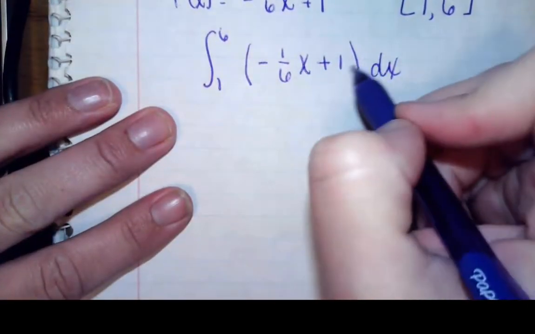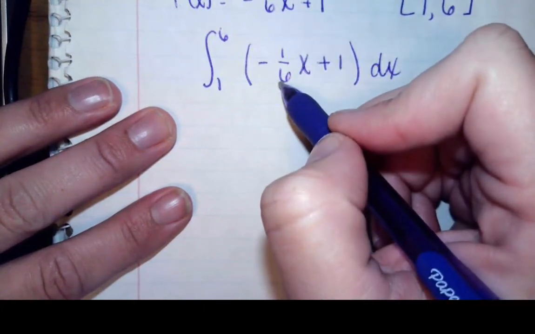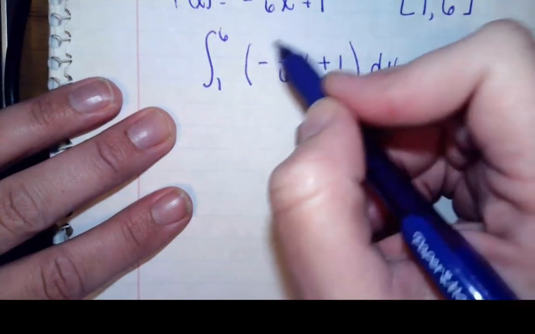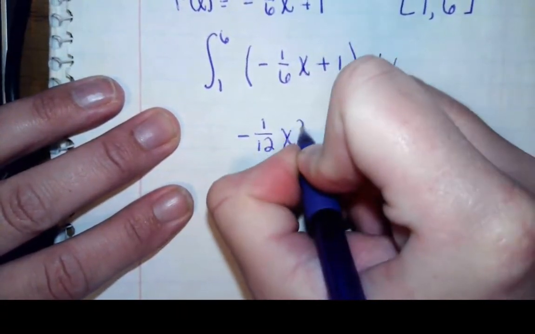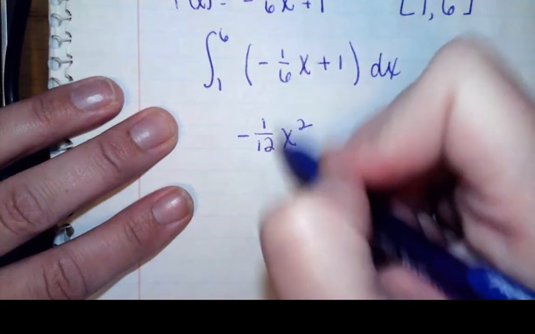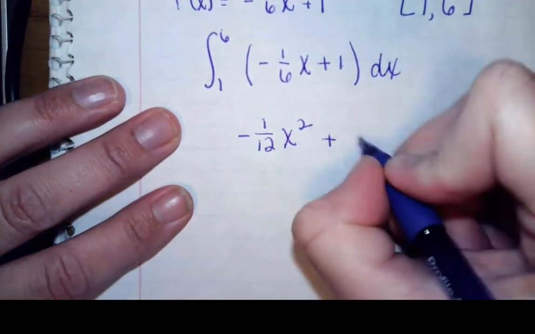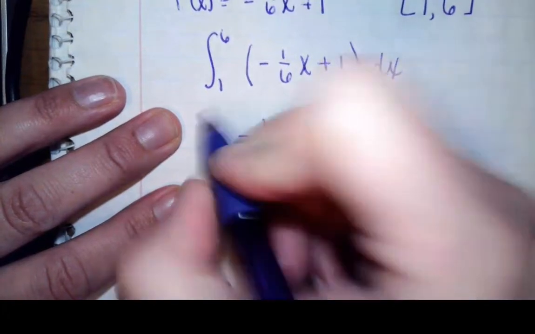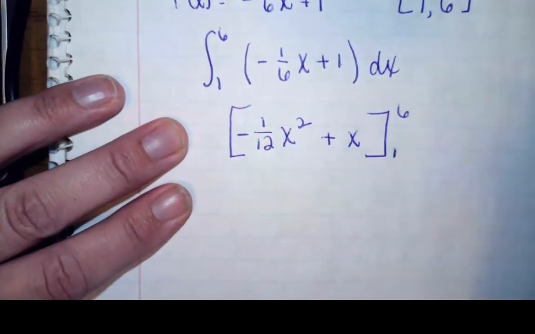And then how do I integrate? I can go term by term. So the integral of x is x squared over 2. So this is going to turn into negative 1/12 x squared. Okay, x squared over 2, so 6 times 2 is 12. And then what's the integral of 1? The integral of 1 is just x. And remember, your plus c is there. It's just in my way, so I'm not going to bother writing it.